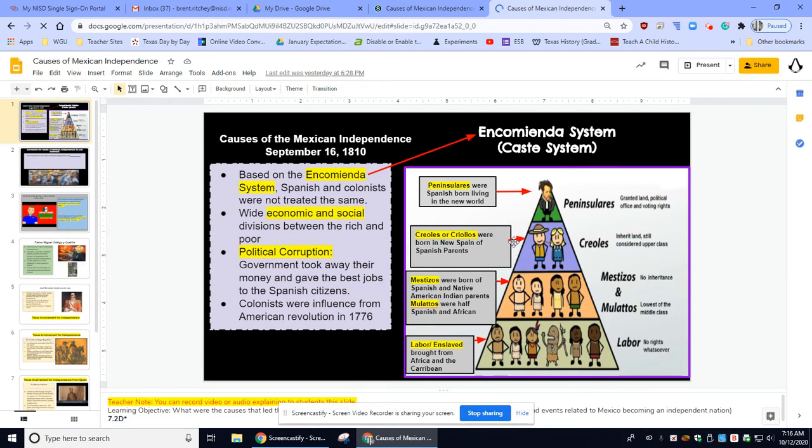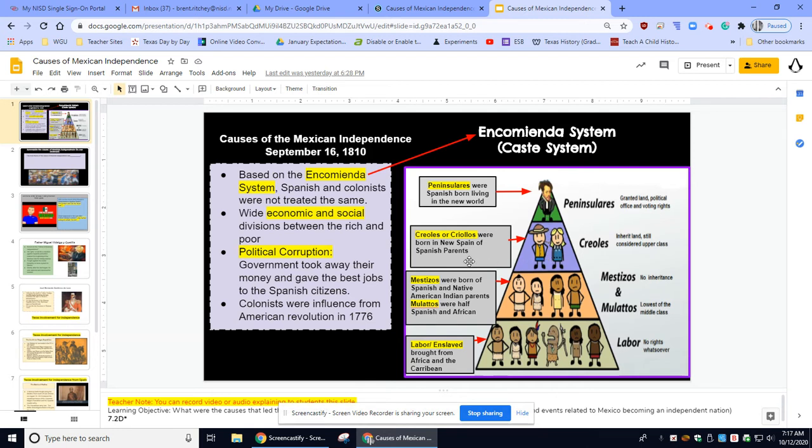Spanish and colonists were not treated the same. It was just like a pyramid. Up in the top, you have the Peninsulares, which were the Spanish-born people. They were given all of the entitlements. They were granted political offices. They were just given it. They didn't have to be voted in. They were given the best land, the best homes, and they were the only ones that were allowed to vote.